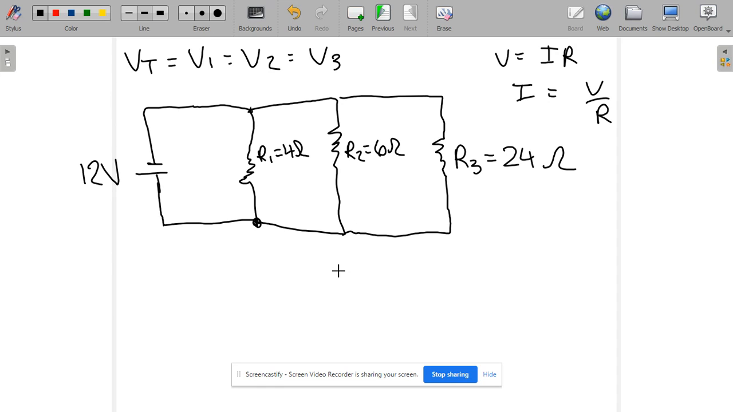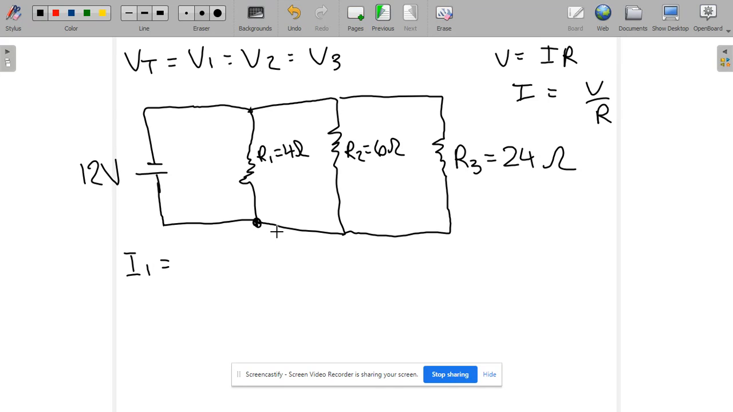Now, what we can do here is, even before we find the overall resistance, we can find the current that flows through each branch. All right, so let's go ahead and find I1.